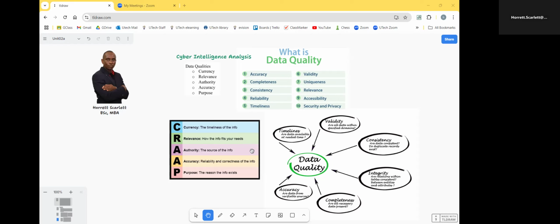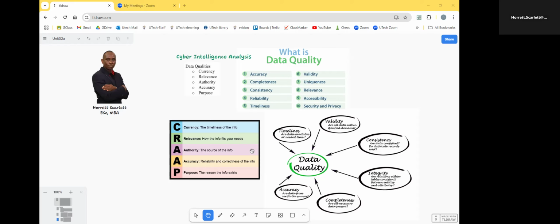Thirdly, authority. Where are we getting the data from? Is it coming from a credible source? Can this data be trusted? And closely related to authority is accuracy. Is the data true? Can it be trusted, as we mentioned earlier? And usually, if the source has great authority, then it usually means that the data can be trusted.